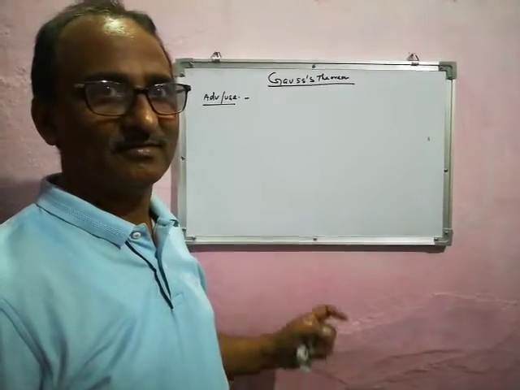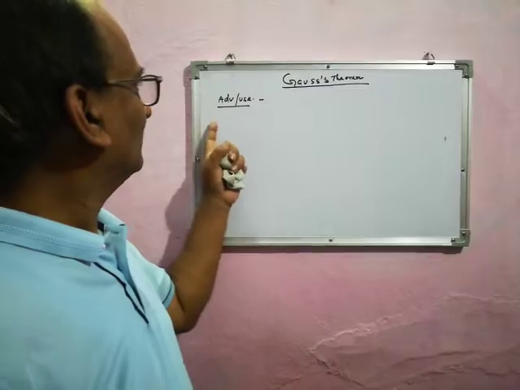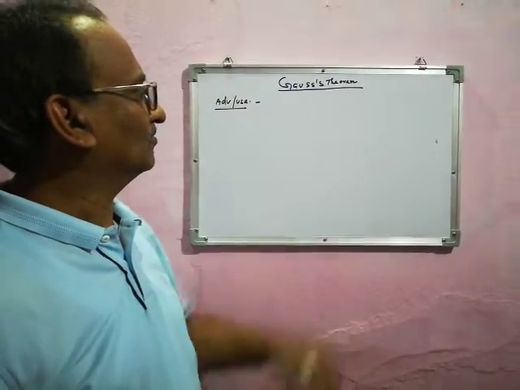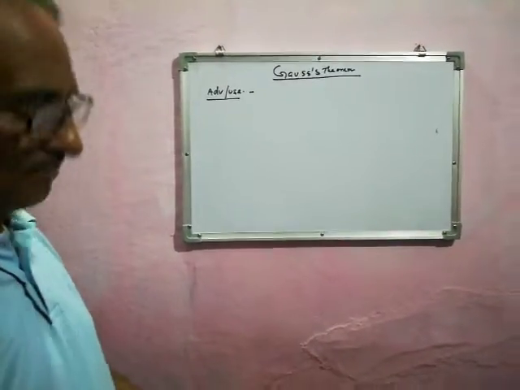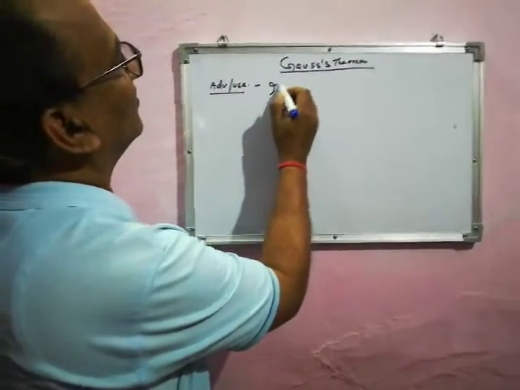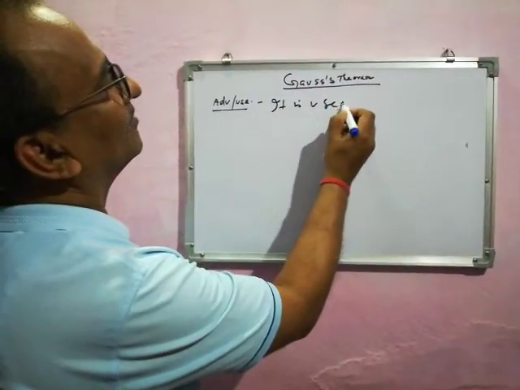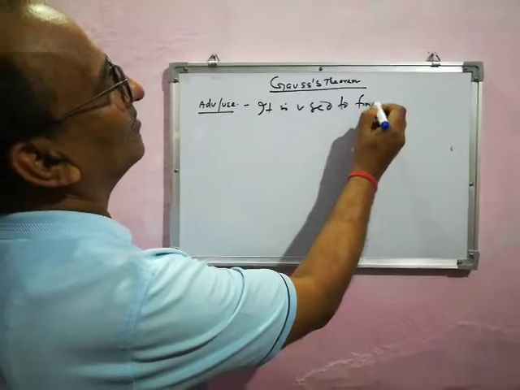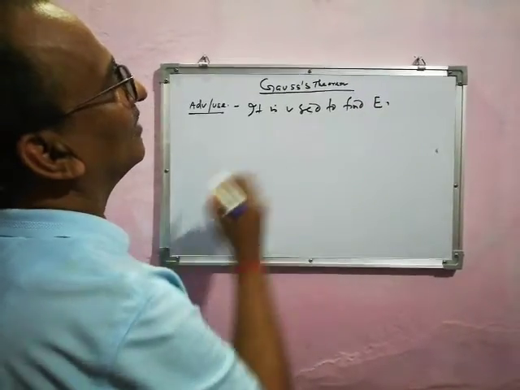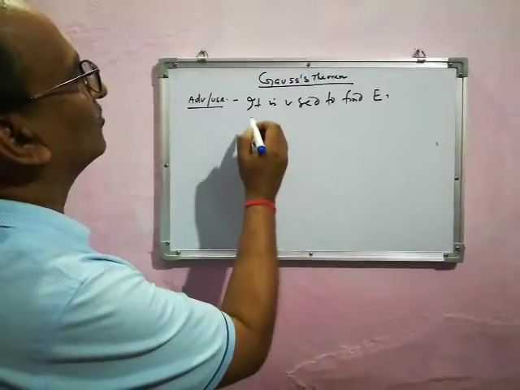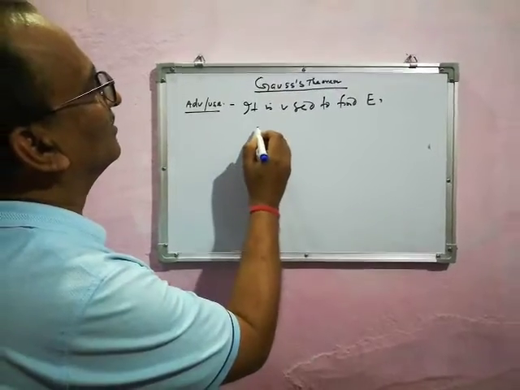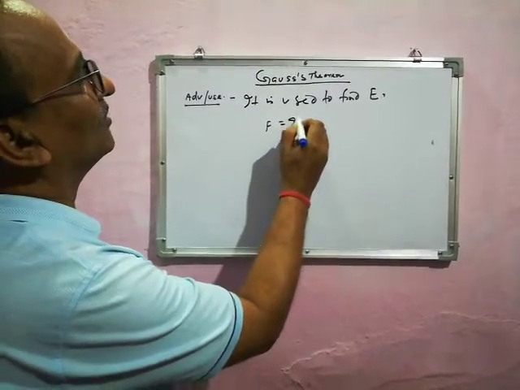So first of all, let us learn what is the use or advantage of Gauss's theorem. Gauss's theorem is used to find electric field. To find electric field, and electric field is required to know the force acting on the charge, since force is equal to Q into E.